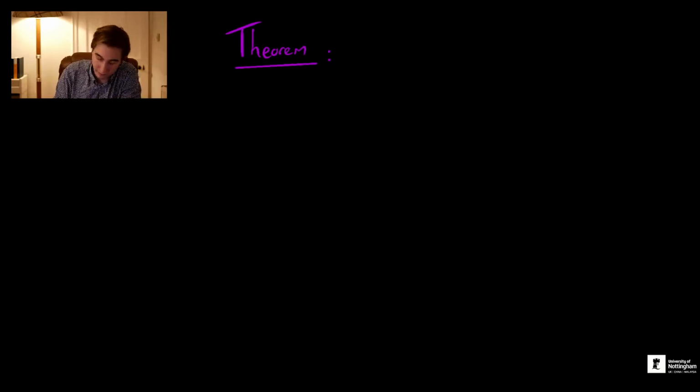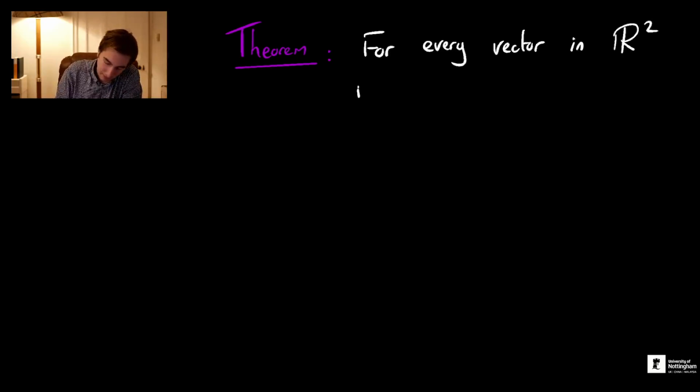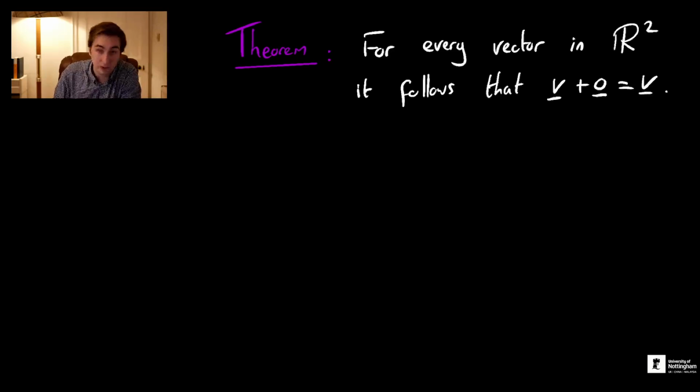Which says, for every vector in R2 we're specifically looking at here, it follows that v plus the 0 vector equals v. In other words, the 0 vector doesn't change our vector when it acts via addition. So it acts in the same way as how 0 acts on the real numbers via addition.